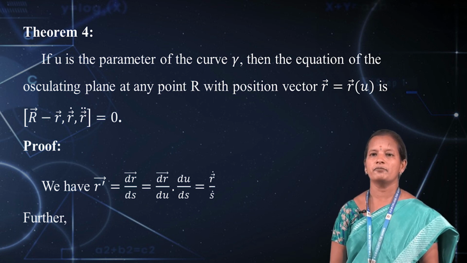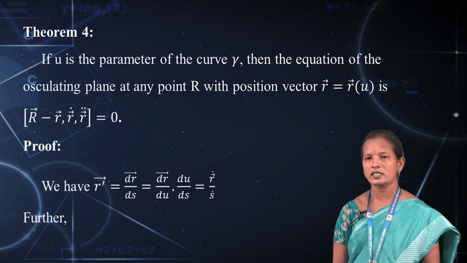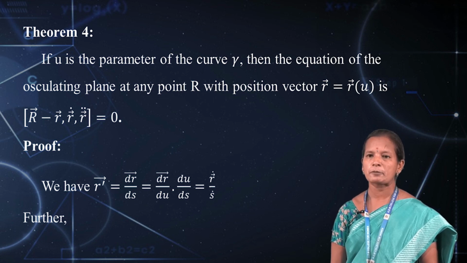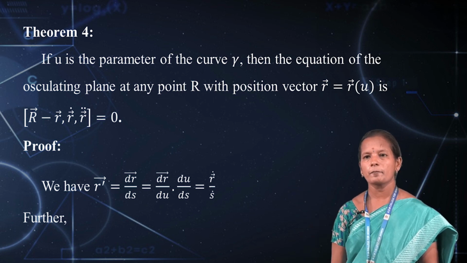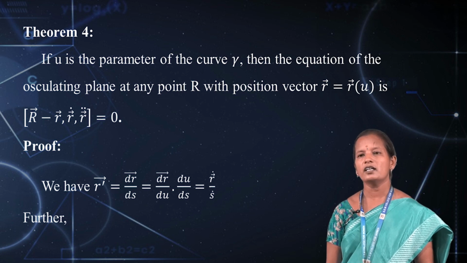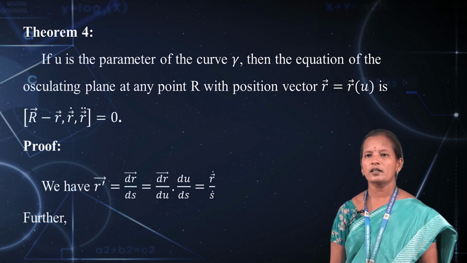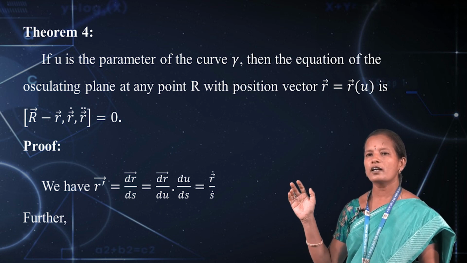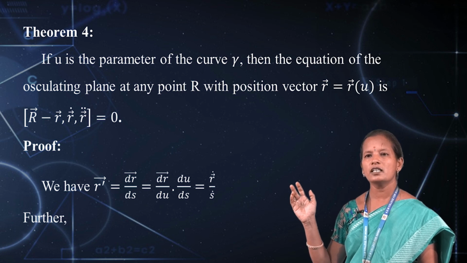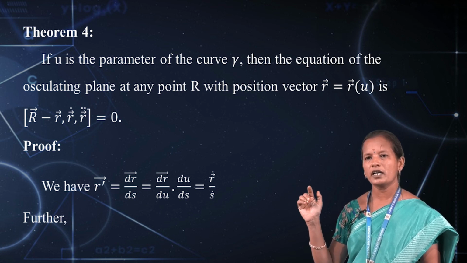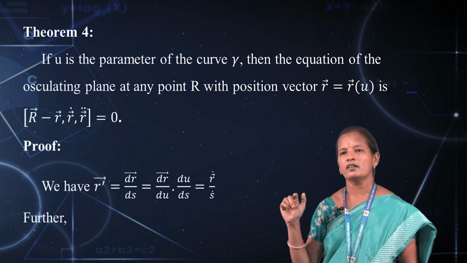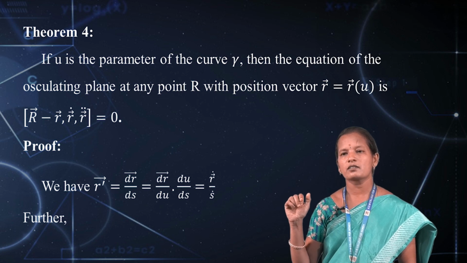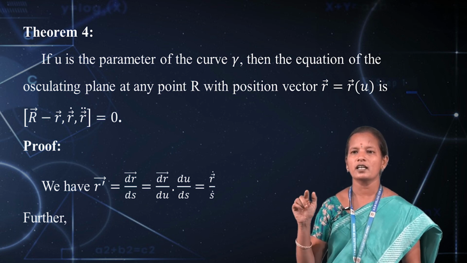You know well the formula. Dash means differentiate r with respect to s, that is dr vector by ds. Again we are multiplying by du and dividing by du with dr by ds. So we get dr by du into du by ds is equal to r dot. R dot means dr by du, divided by s dot. S dot means ds by du. Here du by ds is the reciprocal, so we are taking r dot by s dot.